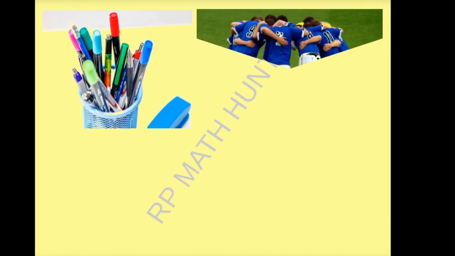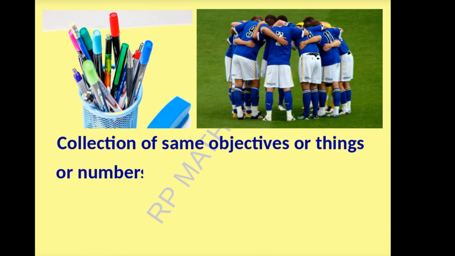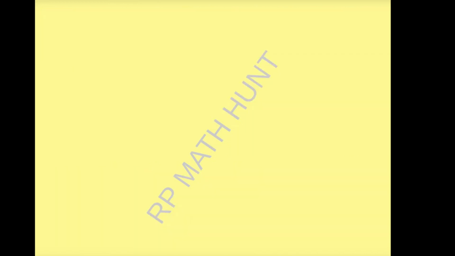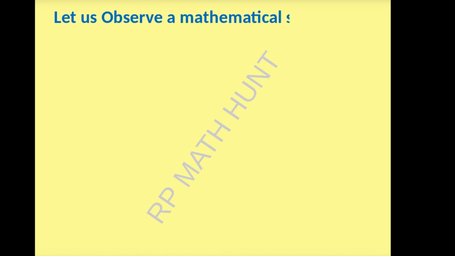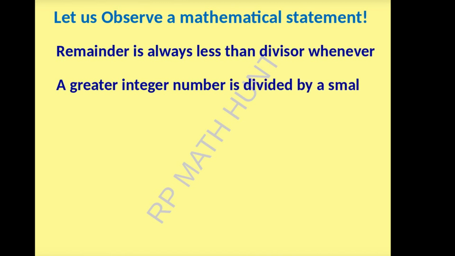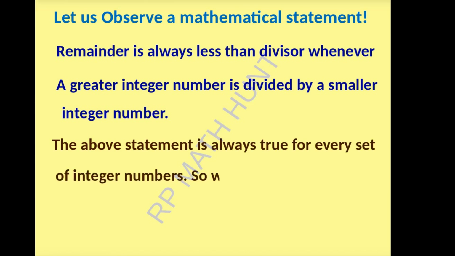Look on the screen. Observe on the screen, my dear children. Collection of same objects or things or numbers is called a group. Let us observe a mathematical statement. Remainder is always less than divisor whenever a greater integer number is divided by a smaller integer number. The above statement is always true for every set of integer numbers. So we say this is a common property of integers.